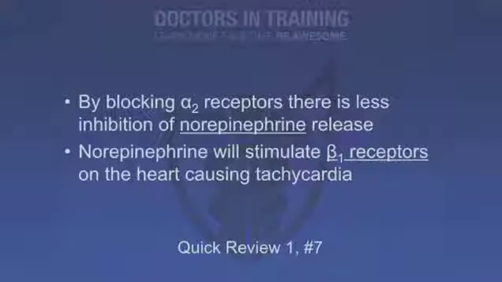Next question. Explain how non-selective alpha blockers cause a reflex tachycardia. So, alpha-2 receptors are on the presynaptic nerve terminals, and they inhibit further release of norepinephrine. So, if you block alpha-2 receptors, it's going to lead to less inhibition of norepinephrine release. So you're going to have more norepinephrine. And when you have more norepinephrine, that's going to stimulate the beta-1 receptors in the heart and lead to tachycardia.